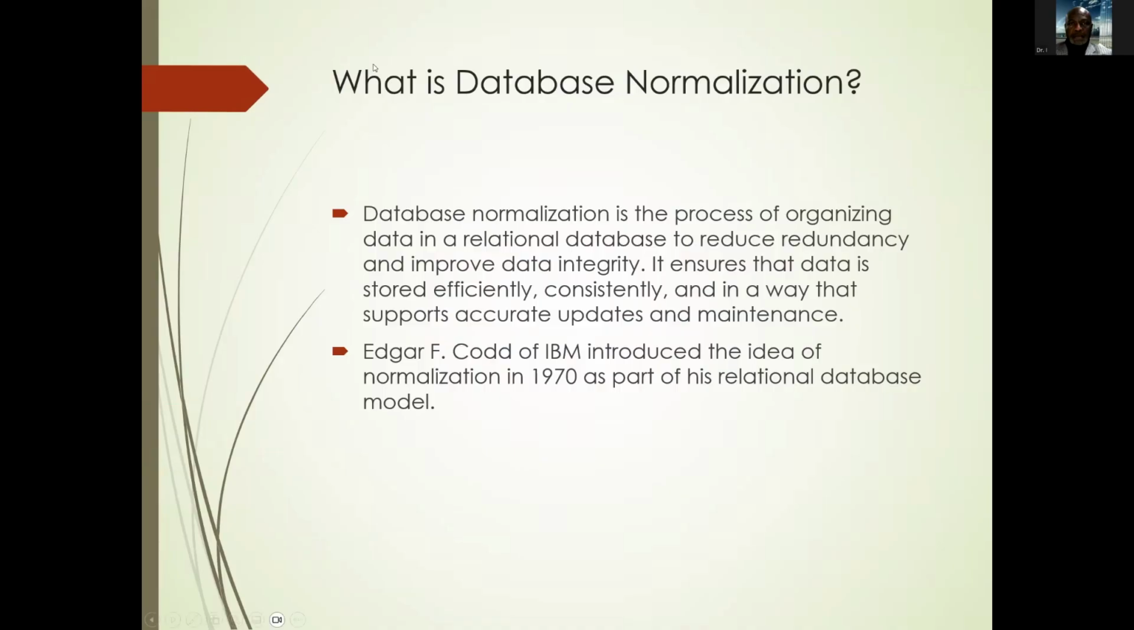Database normalization is the process of organizing data in a relational database to reduce redundancy and to improve data integrity. This ensures that data is stored efficiently, consistently, and in a way that supports accurate updates and maintenance. Dr. Codd of IBM introduced this idea in 1970 as part of the relational database model.